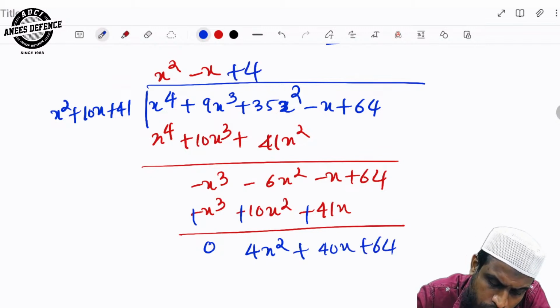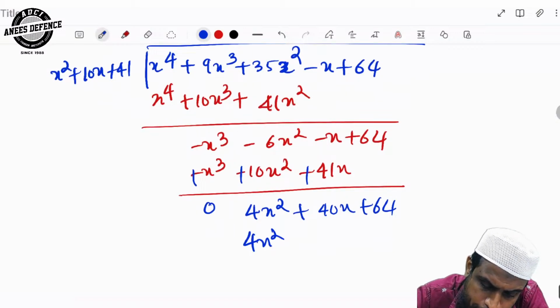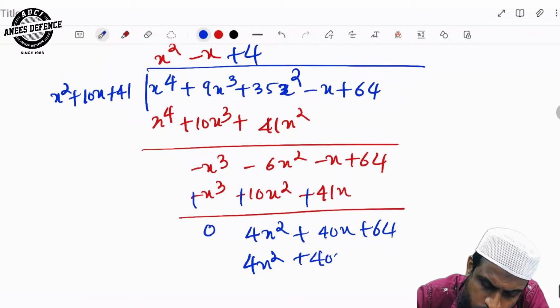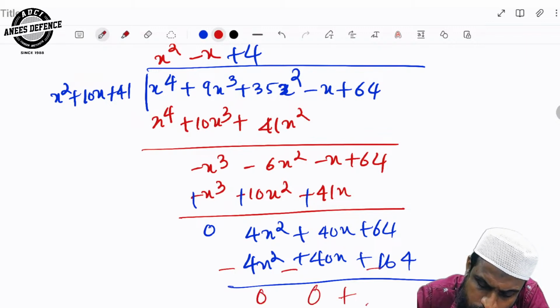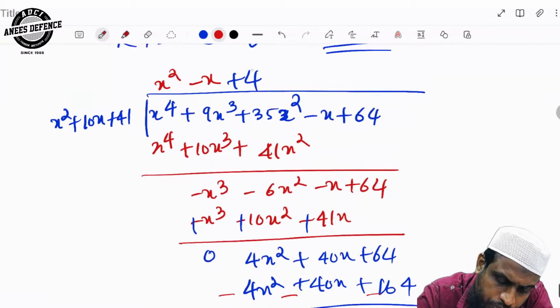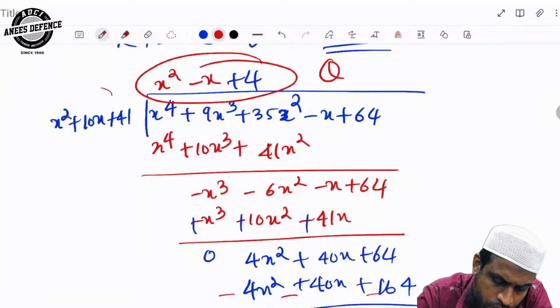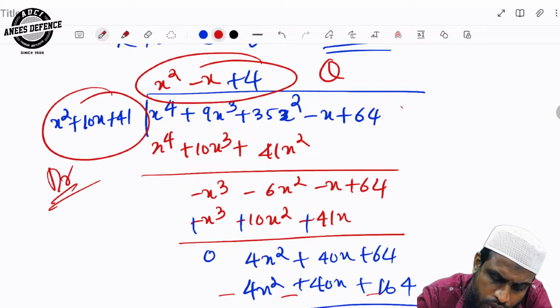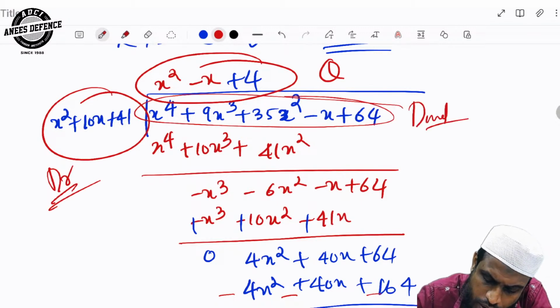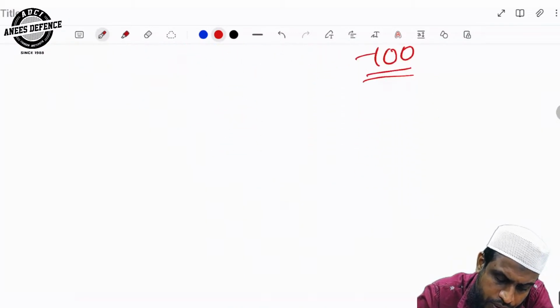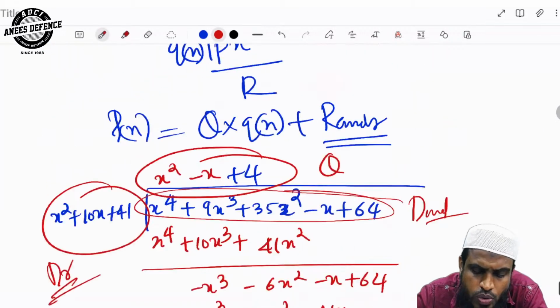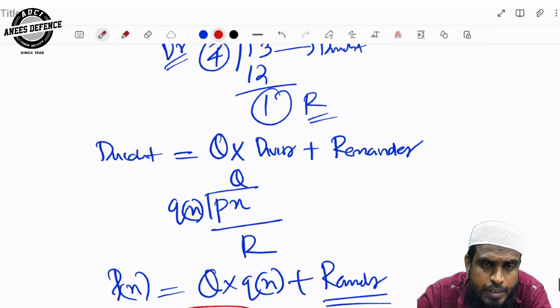Now you can put 4. So 4 into x square plus 10x plus 4 into 41, which is 164. So minus, 0, 0, and 64 minus 164, so we get minus 100. So here this is our quotient, this is our divisor, this is our dividend, and this is our remainder. Remainder is minus 100.